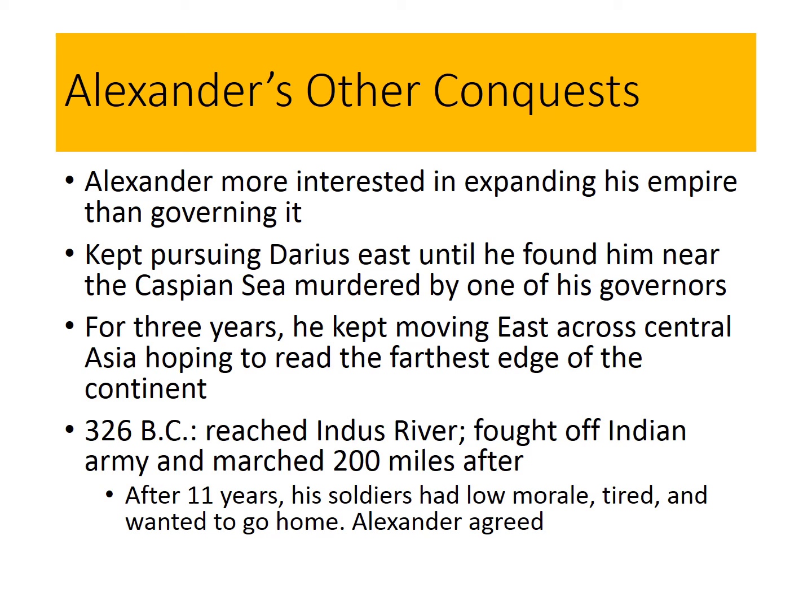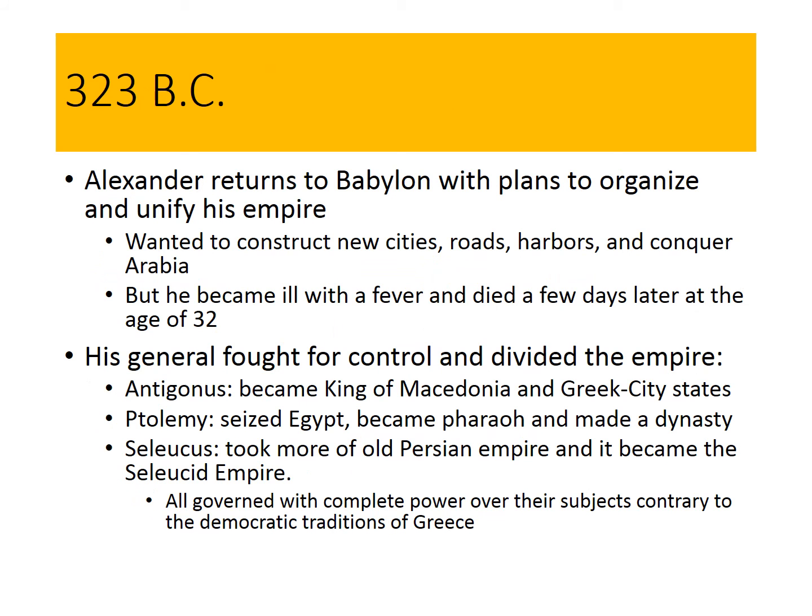Now, when you look at all of these military conquests, the entire thing took about 11 years. And after 11 years of marching and fighting and killing and trying to stay alive, his soldiers kind of gave up. They had very low morale, they were tired, and they just wanted to go home. So they put a lot of pressure on Alexander to end his campaign, and he finally agreed. He returns to the city of Babylon, hoping that now he can settle down, organize, and unify his empire. He wanted to build huge cities and roads and harbors, and he had amazing plans set out. But unfortunately, he became ill with a fever and died a few years later at the very young age of 32. Since he became king at 20 until he died at 32, you're looking at a 12-year reign in which he was able to conquer an astounding amount of land.